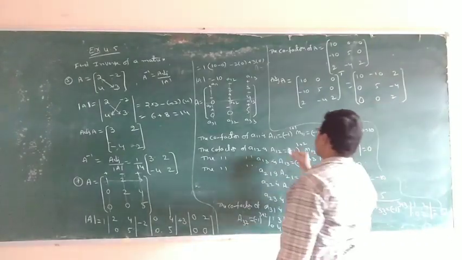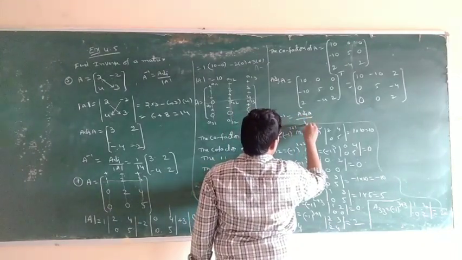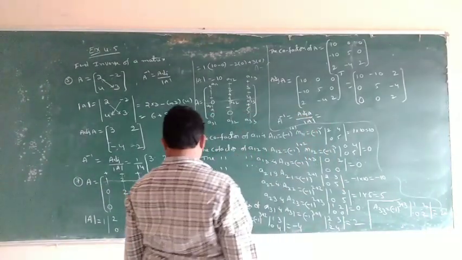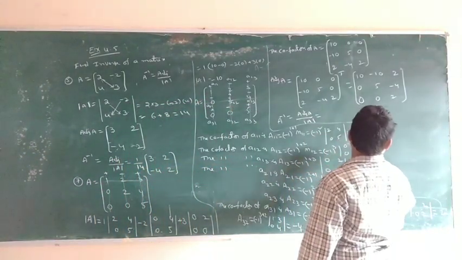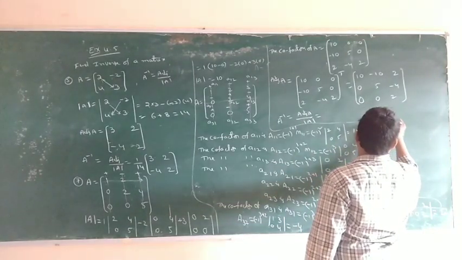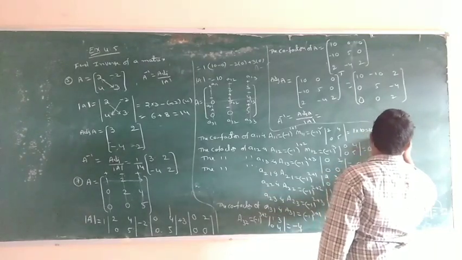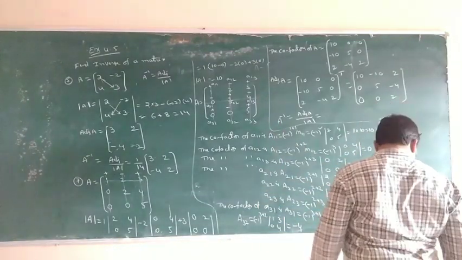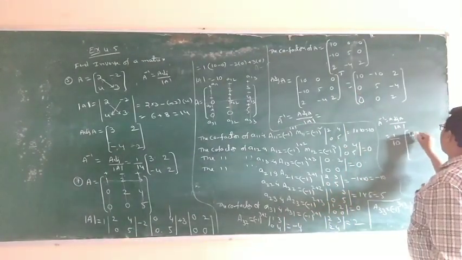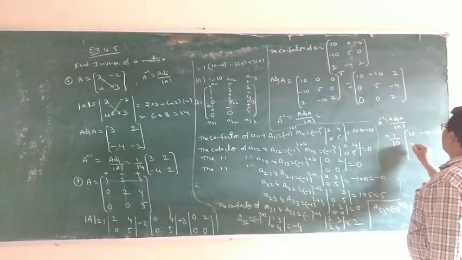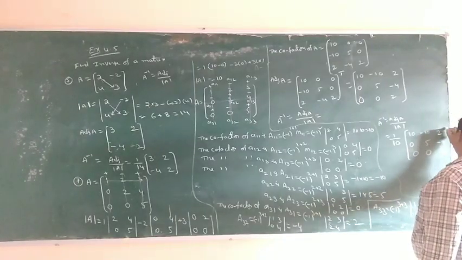This is adjoint A. So finally, A inverse is equal to adjoint A by det A. The det A value is equal to 10. So A inverse is equal to adjoint A by det A, that is 1 by 10 into adjoint A. This is the adjoint A matrix: 10 minus 10 2, 0 5 minus 4, 0 0 2.